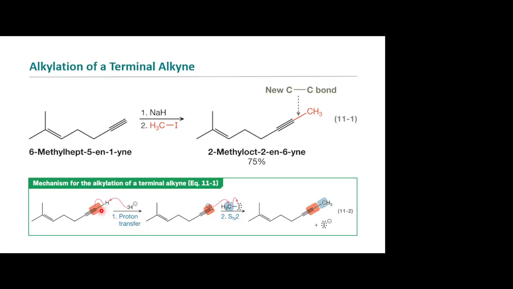And then that's going to give us the negative charge on this alkyne. Once we have the negative charge, we're going to attack whatever alkyl group we want to add. In this case, we're just going to do a methyl. And we have the leaving group as an iodine right here. And so the iodine is going to leave.